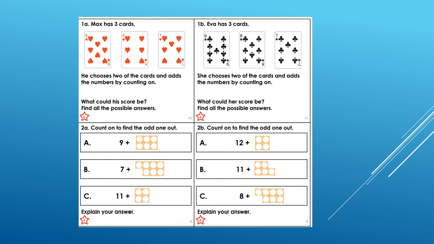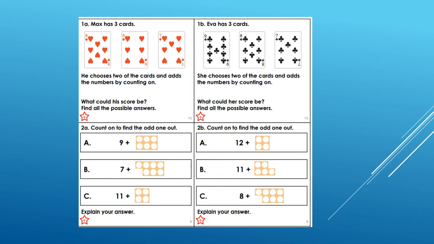Well done if you got the same answers. If you didn't, that's okay. We just need to practice our counting on. Now, it says count on to find the odd one out. So we've got three different sums. We have got 9 plus 6 counters, 7 plus 7 counters, and 11 plus 4 counters. We need to count on and work out each one and find out which one is the odd one out.